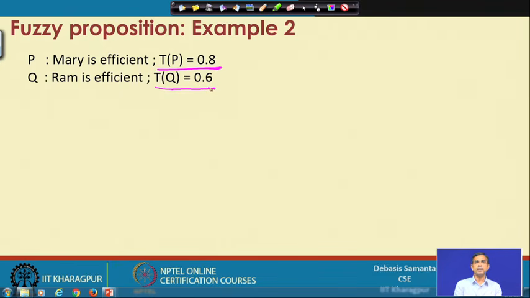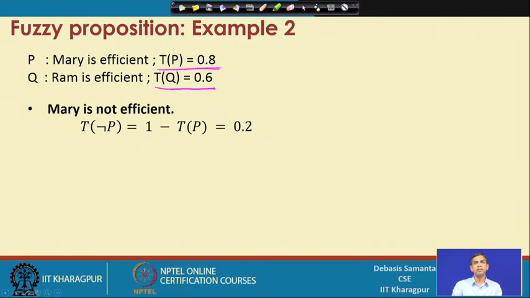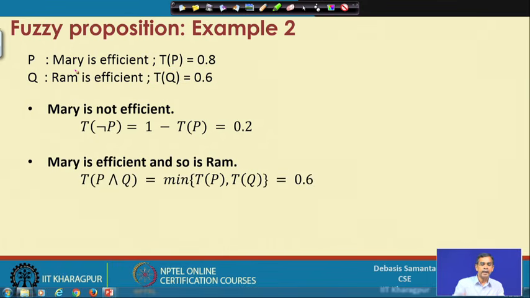Now, these are the two propositions. Then we can see how the different operations are applicable to these propositions to give a more meaningful proposition. Now, P is Mary is efficient, and we can have another proposition, Mary is not efficient. P and Q are the two propositions as we have discussed here with this notation.